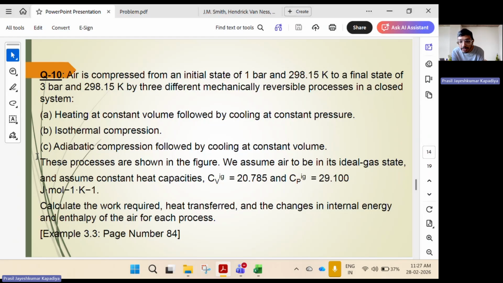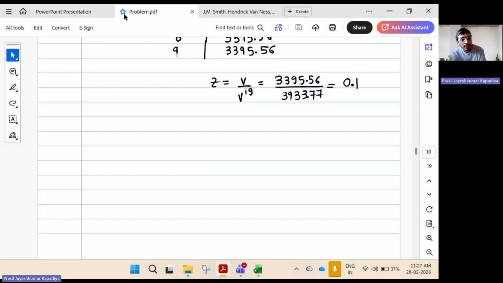We assume air to be in its ideal gas state and assume constant heat capacities. Cv of ideal gas is 20.785 and Cp of ideal gas is 29.1. So here we are assuming that Cp and Cv are not functions of temperature; they are constant in our temperature range. We are supposed to calculate the work required, heat transferred, and changes in internal energy and enthalpy of the air for each process: delta U, delta H.